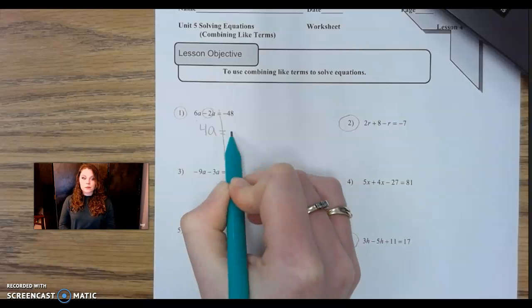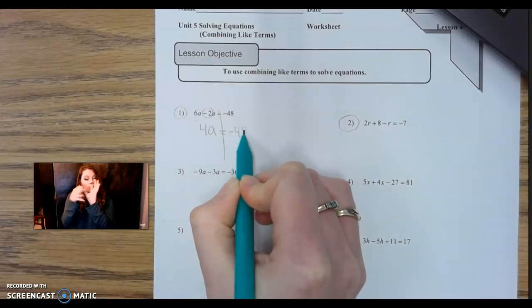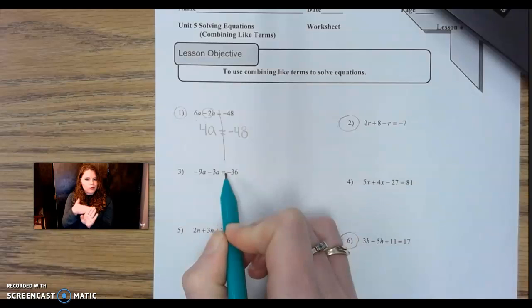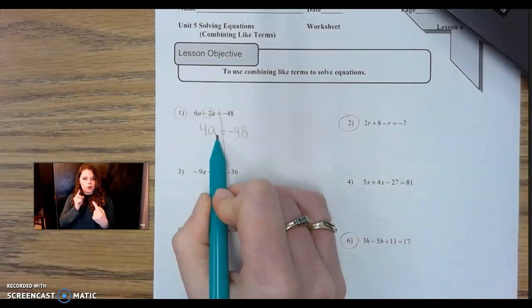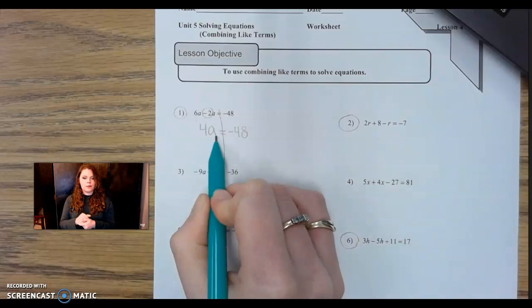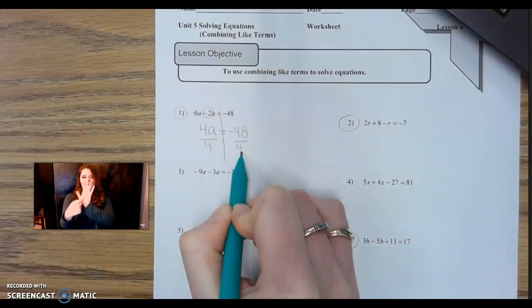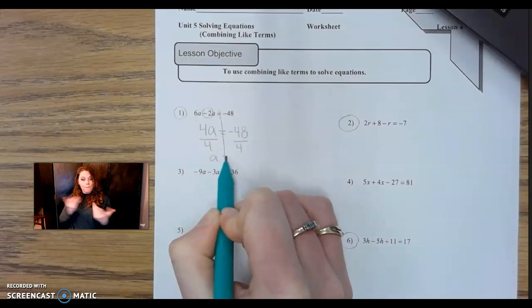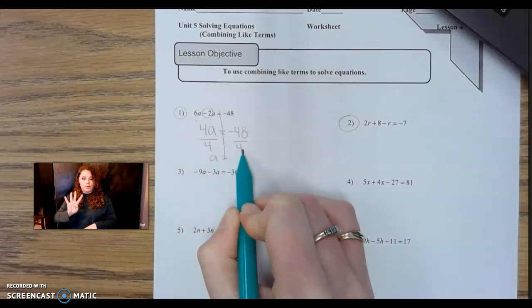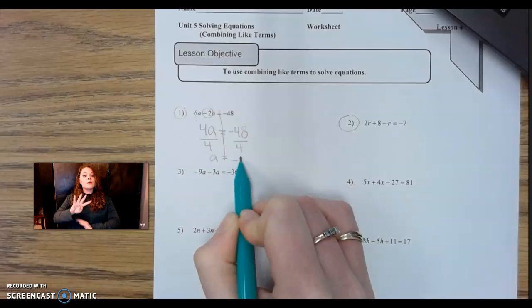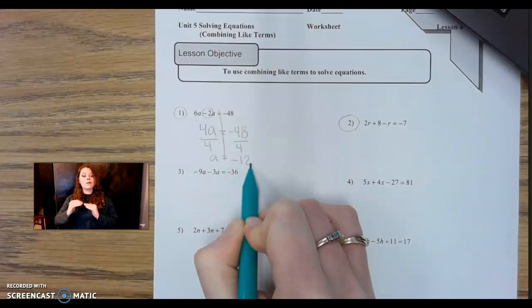You will still solve the equations just like we did before, using inverse operations. So because this represents multiplication, to undo this, you would have to divide by 4. So negative 48 divided by 4 gives us a negative 12. And that's how you would solve the first one.